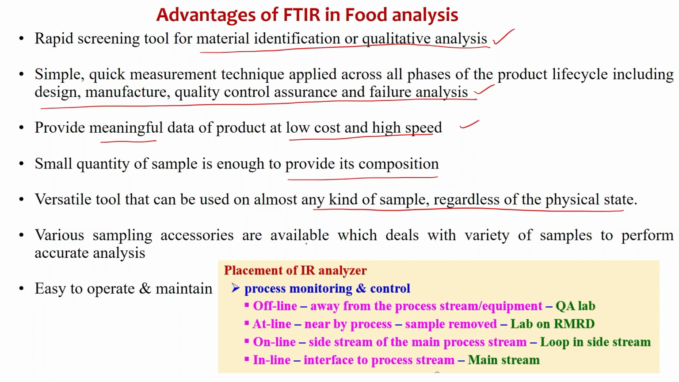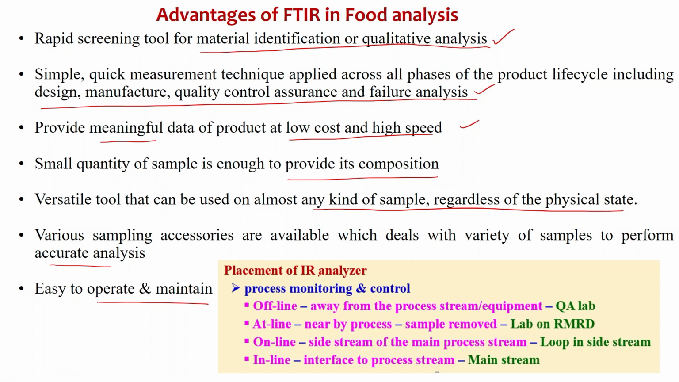Various sampling accessories are available with a variety of accuracy. ATR we have seen, and also different types of ATR are there nowadays, with different designs: multi-bounce, single bounce, horizontal type, vertical type ATR. Different types of accessories cater to different types of samples. And it is easy to operate. No skilled personnel are required in the case of FTIR analysis.